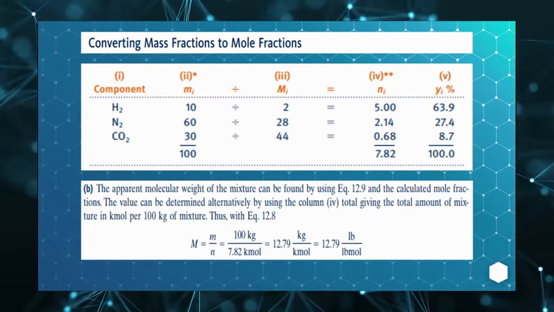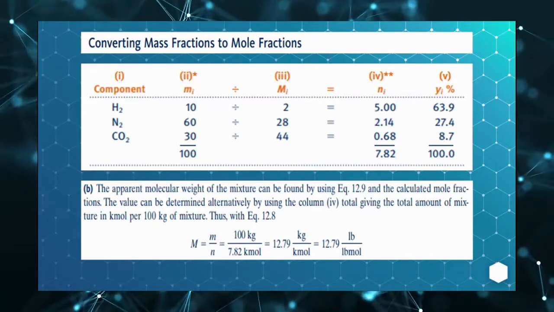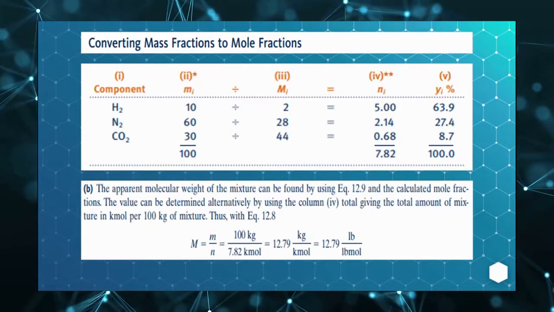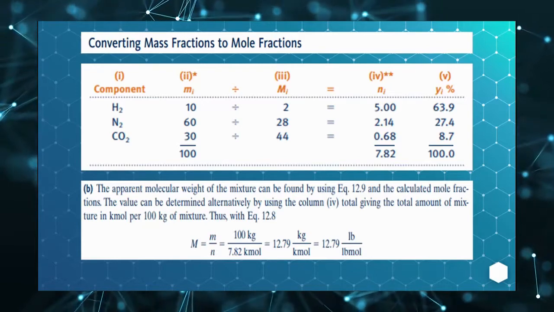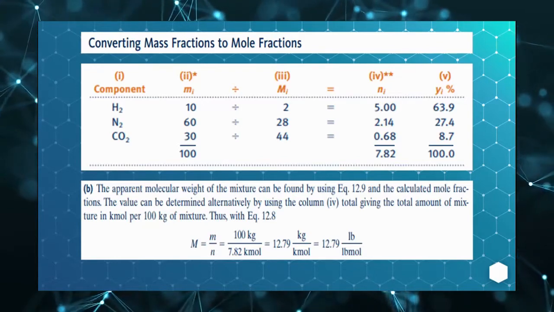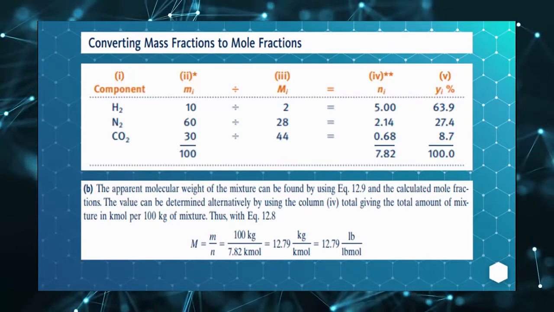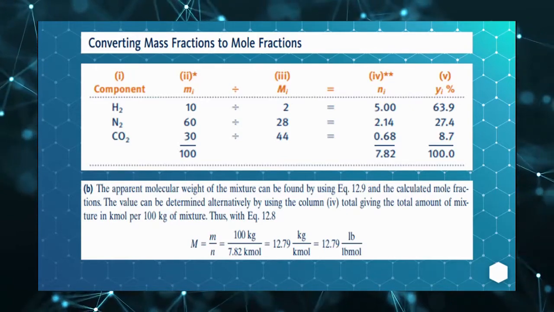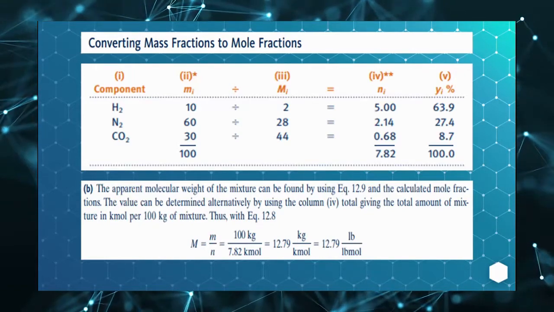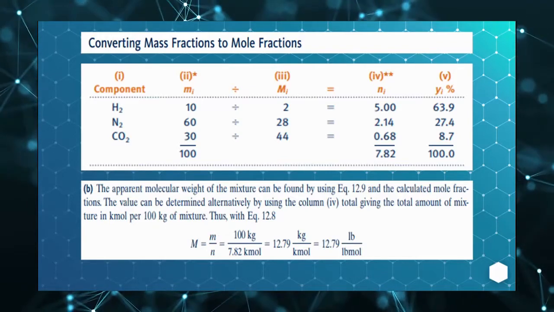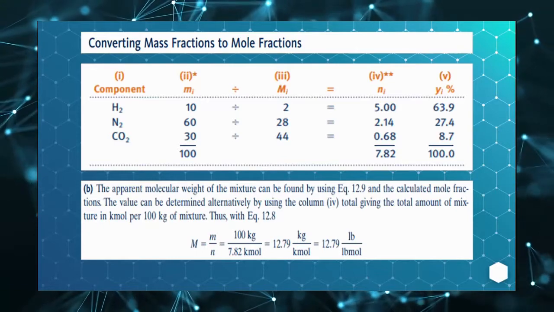The next step is to find the molecular weight. The apparent molecular weight of the mixture can be found using equation 12.9. The calculated mole fractions can alternatively be determined by using the column 4 total, giving the total amount of mixture in kmol per 100 kg of mixture. Thus, with equation 12.8, we get this answer, 12.79 pounds per pound mole.